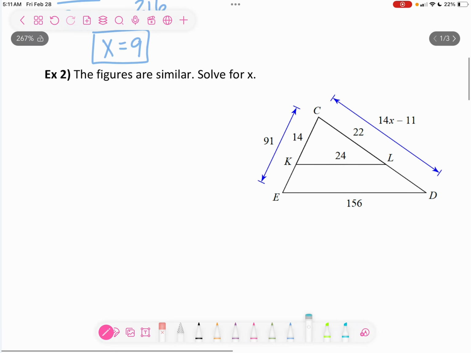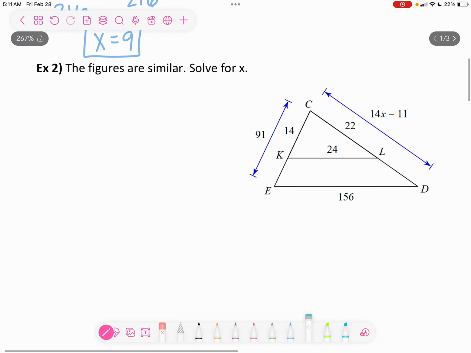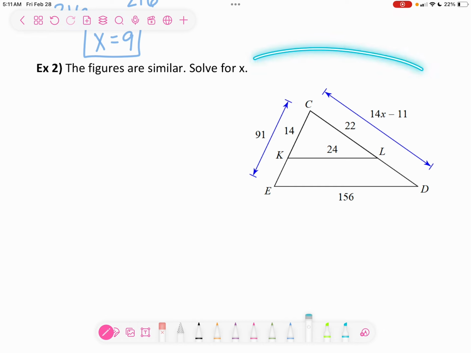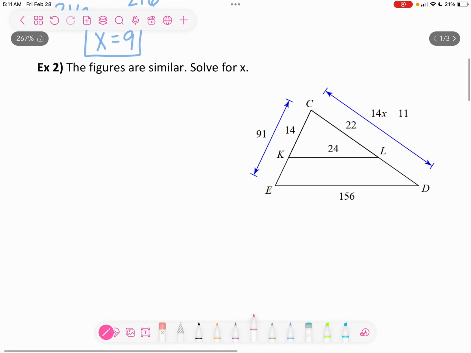All right, example 2. The figures are similar, solve for x. There is no similarity statement because we don't need one. We have a triangle and a triangle. Just to remind you how this works, we have to use the side that has the x because that's what we're solving for. So we have to use 14x minus 11. That's CD, from C all the way to D, and that corresponds to CL.